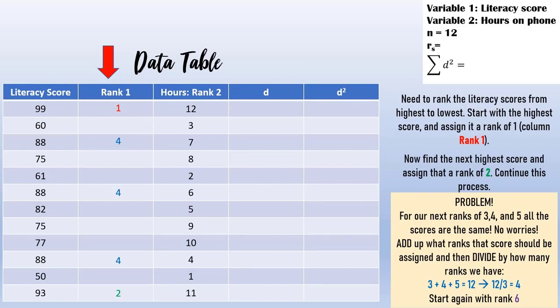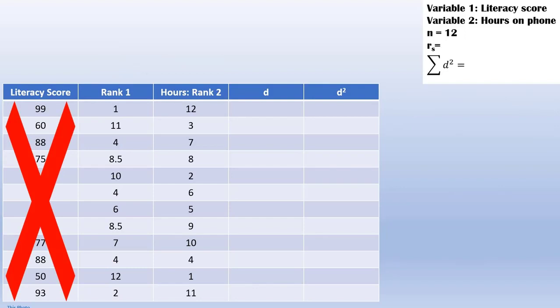But instead of assigning the next rank of 5, we need to assign a rank of 6 because each of these ranks of 4 took up a spot. So it would have been ranks 3, 4, and 5. So we need to pick up where we left off, which would be rank 6. So our next highest would have been a score of 82, and that's going to get a rank of 6. And we're just going to keep doing this process until everything is all filled out. So I went ahead and put all of the ranks in, and so now that those are done, we don't need to look at the literacy scores anymore. We can just ignore that whole entire column.